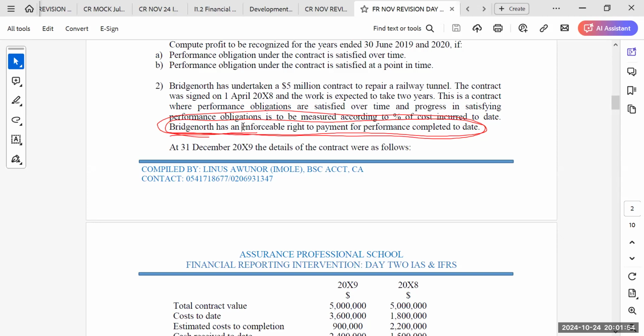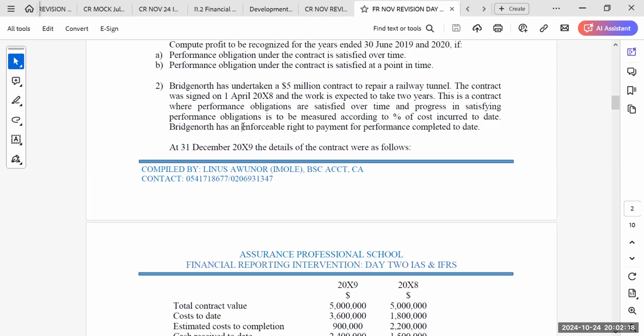But this one, you have the enforceable right to payment for performance completed to date. I've done some part of the building, so you have to pay me for the work done. I haven't given the building to you, but you are paying. So whenever the work is completed, you are paying me. So I'm measuring performance over time. That is why they are giving you these ones. So they can say everything and they will say a small thing and that will change everything.